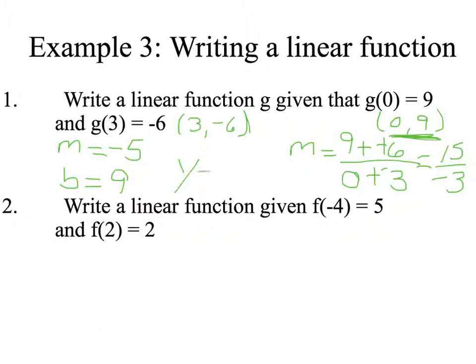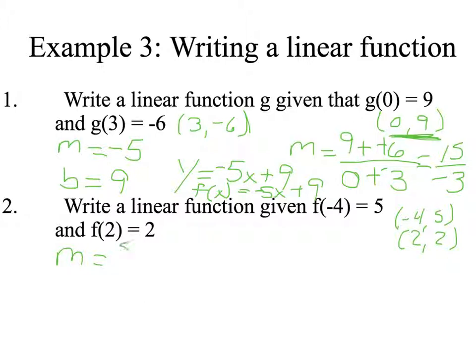When I put it all together, y equals negative 5x plus 9. We actually need to change that y to f of x, so f of x equals negative 5x plus 9. And I know that's kind of squeezed in there a little bit. Same thing with the bottom one. My two ordered pairs are negative 4, 5, and 2, 2. I need to find my slope first, so 5 minus 2 over negative 4 minus 2, plus the opposite. That's going to give me 3 over negative 6, or negative 1/2.